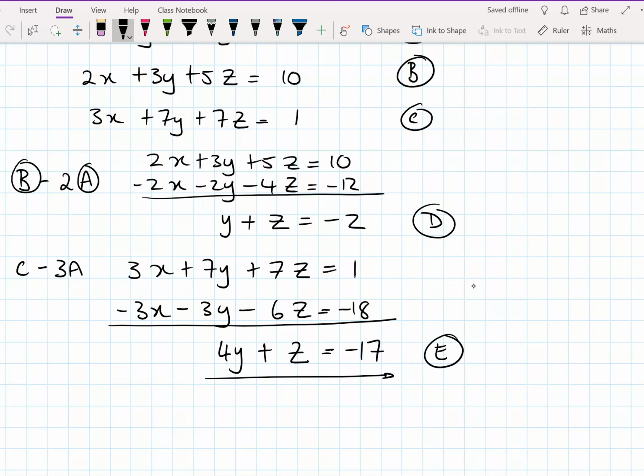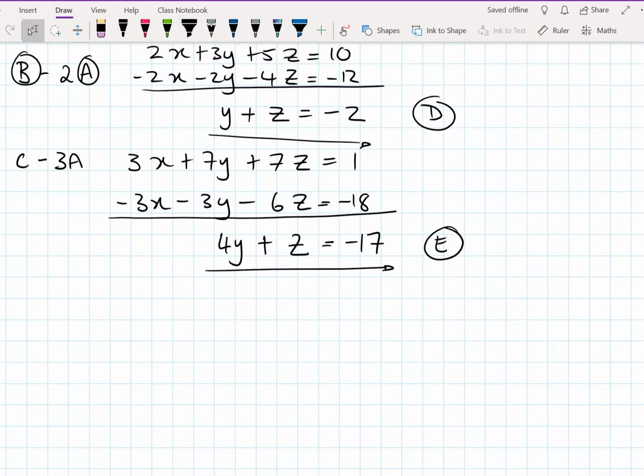And now we get back to the situation that we had before. Two unknowns, two equations. So I'm going to have to work with those two equations. I'll just write them again over here. y plus z equals minus 2, and 4y plus z equals minus 17. Okay, that's equation D, that's equation E.